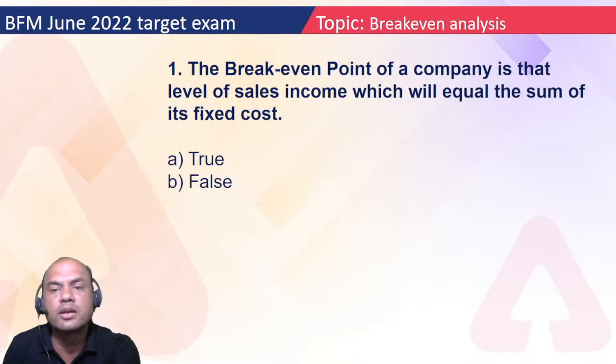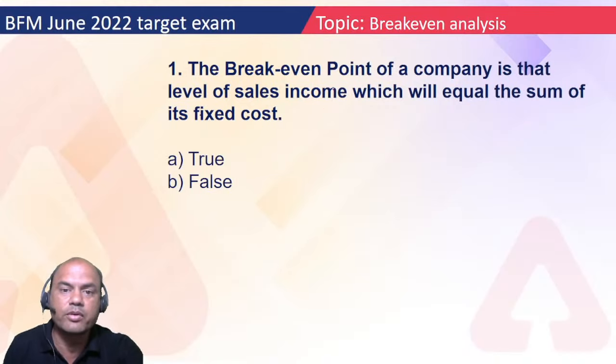Now we'll go to the third part. Break-even analysis, objective questions. These are very important from the point of view of the exam. The break-even point of a company is that level of sales income which will equal the sum of its fixed cost. True or false? See here, break-even point will always consider fixed cost only. Is it true or false?